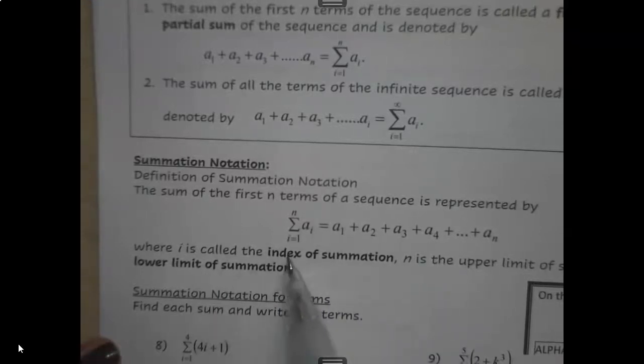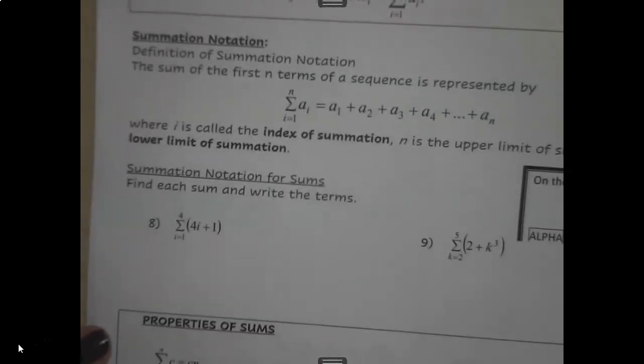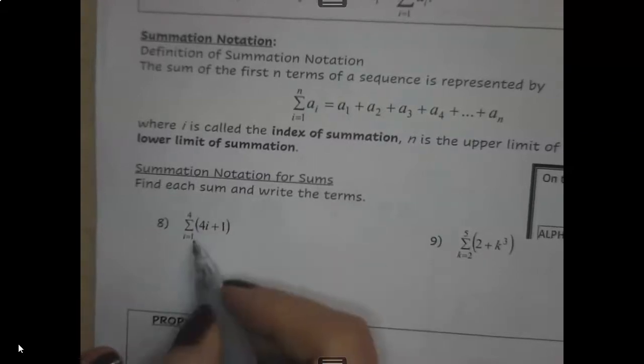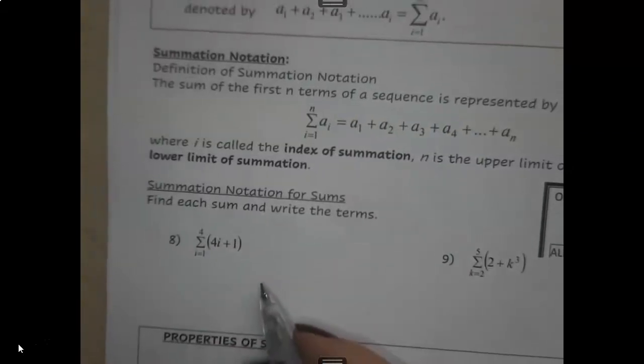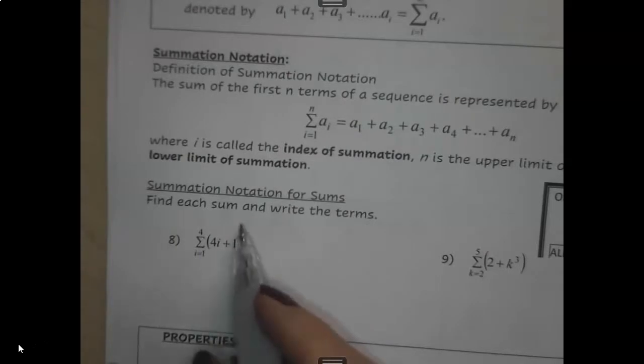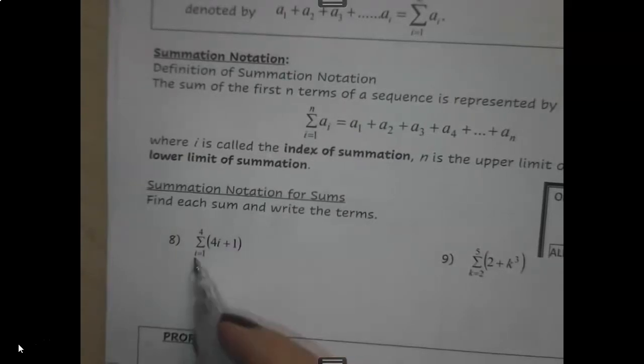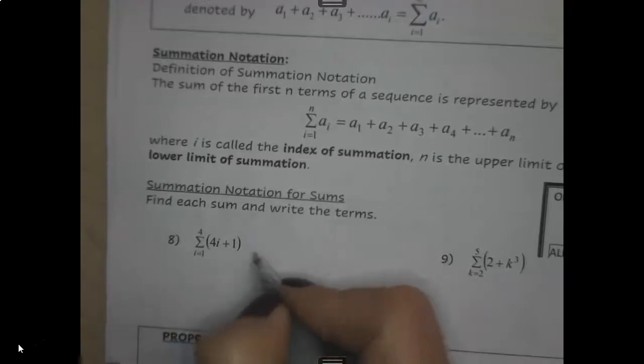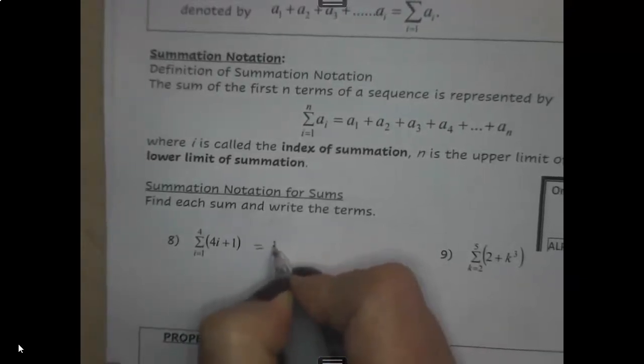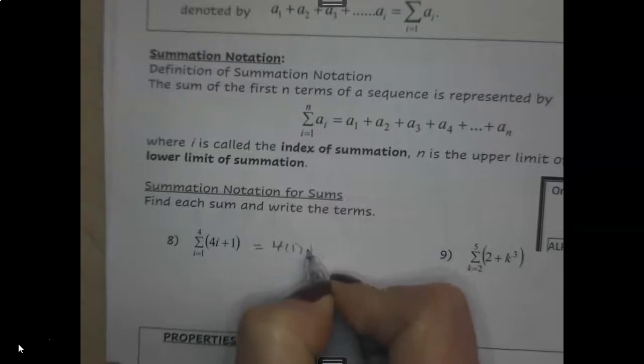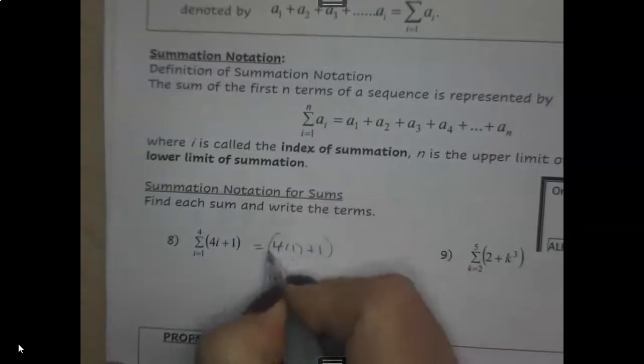i is the index of summation, or whatever variable. i gets used a lot, x, n. This is our lower limit, and this is our upper limit. So this one's fairly easy to do by hand. It says to write the terms from 1 to 4. So that would be 4 times 1 plus 1. That would be our first term.